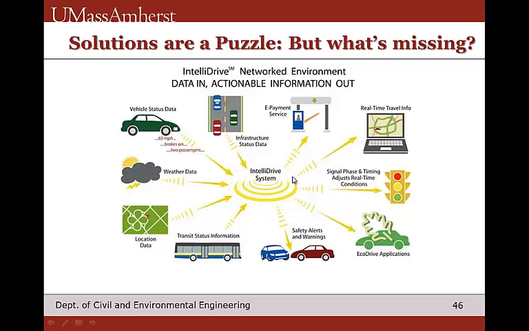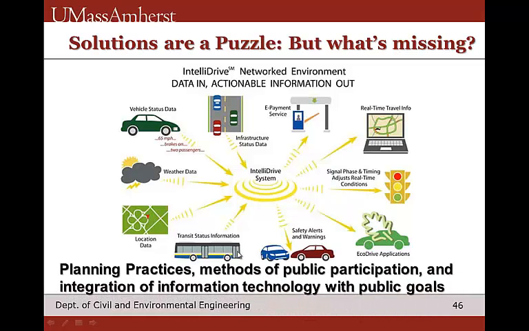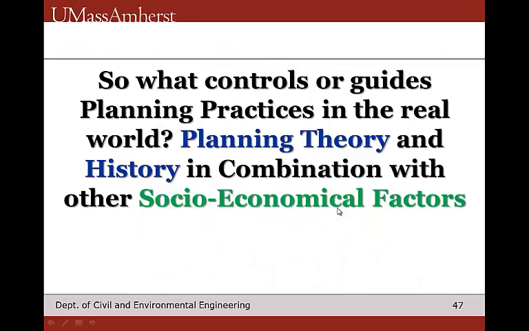And the thing that is missing here is planning practices, methods of public participation, and integration of the information technology, which you see here, with public goals, right? And so public goals can have different levels within itself. Very complex. So what controls or guides planning practices in the real world? So planning theory and history is one, and it works in combination with other socio and economical factors.